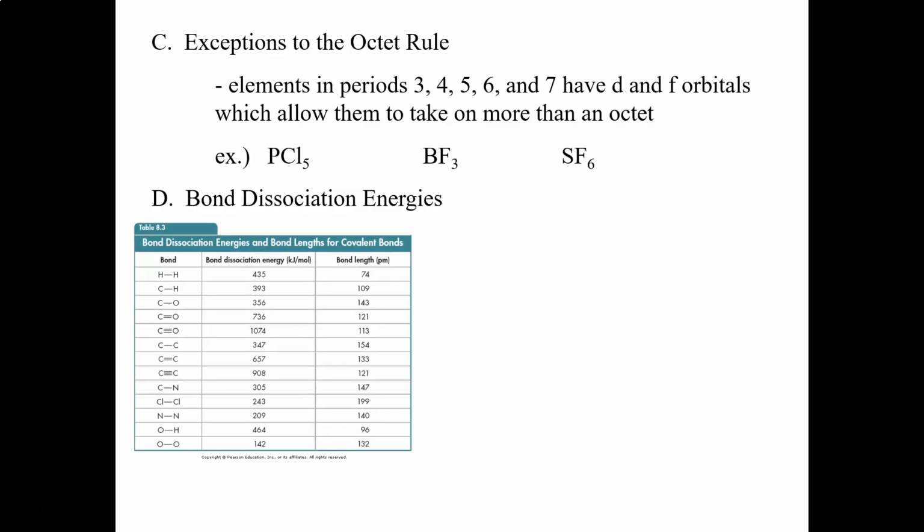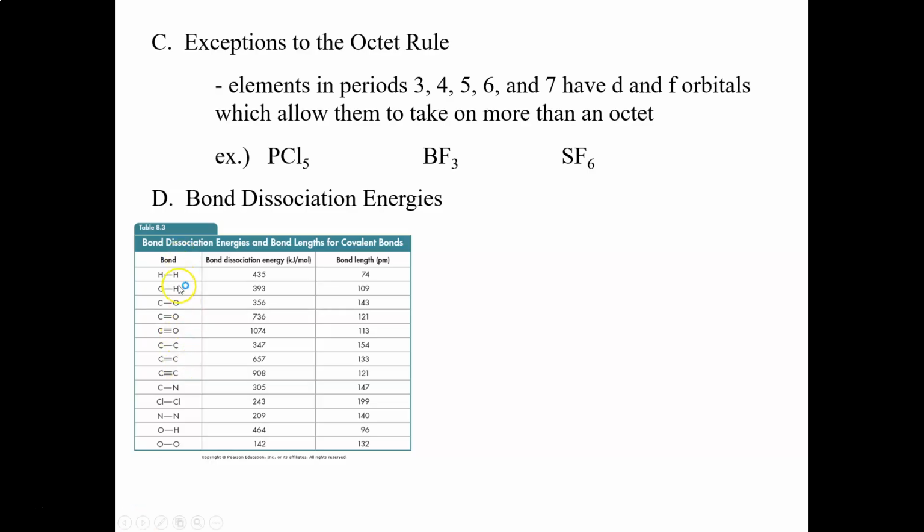Now, if you look at some information about different bonds, so here's an example of some different bonds, and it gives their bond dissociation energy. And then it also gives the bond length, right? How far apart do the atoms get when they bond with each other? And we can actually tell a few things. We can gather some trends from this data, right? So let's take a look at what we have here.